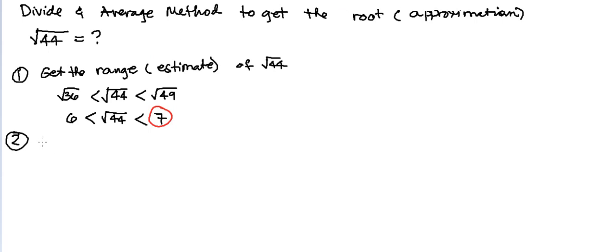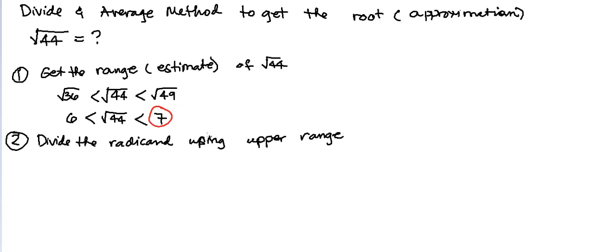Okay? Divide the radicand using the upper range. Ano ba yung upper range natin? Itong 7. Okay? So, ibig sabihin, ano ba yung radicand, sir? Yung nasa loob ng square root o radical symbol. Okay? So, divide lang natin si 44 by 7. That is equal to 6.29.